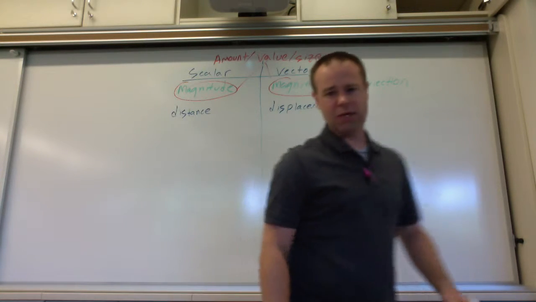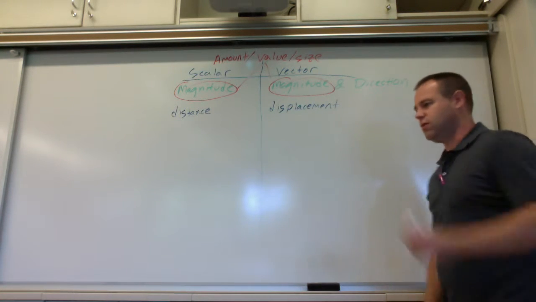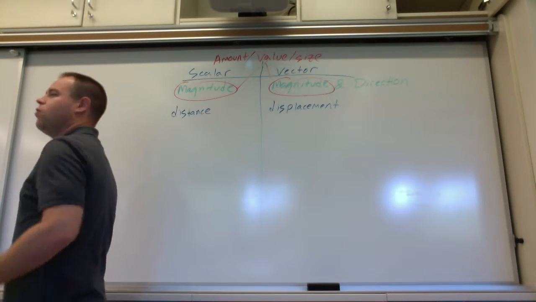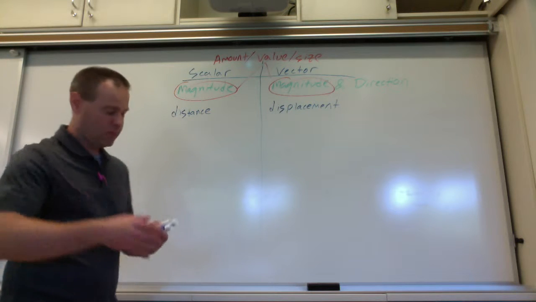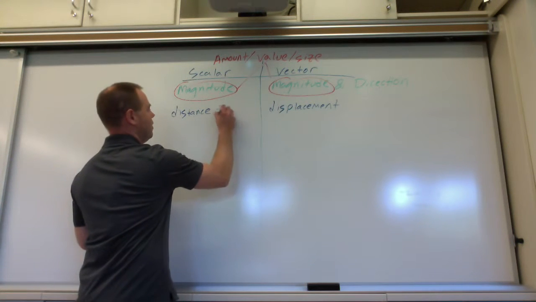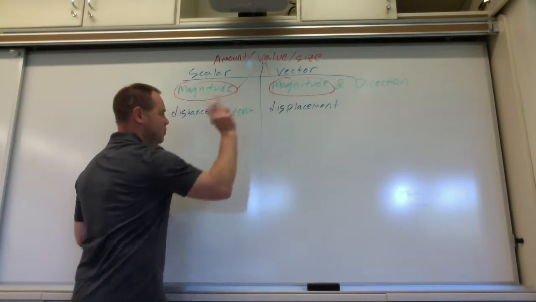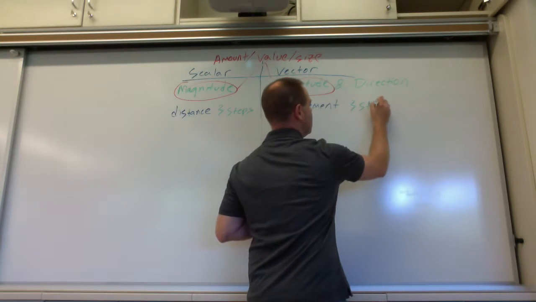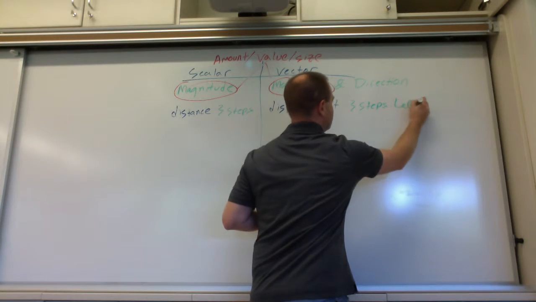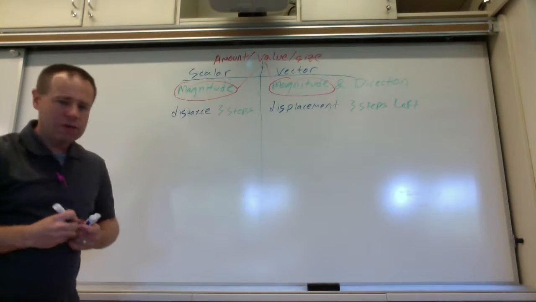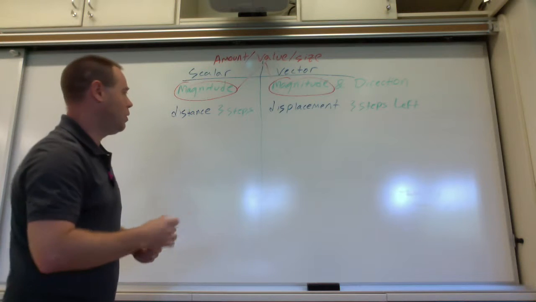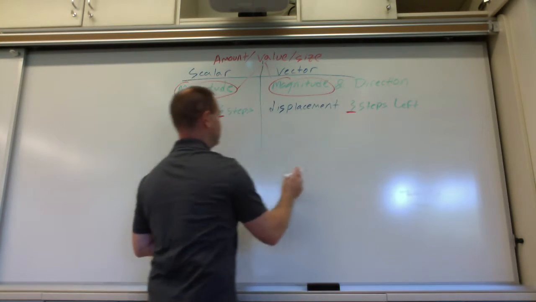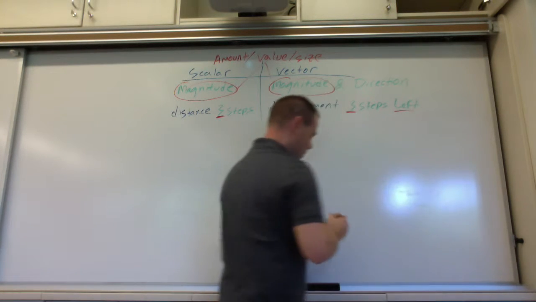So for example, let's say I start over here and I walk to the left 3 steps. 1, 2, 3. Well, what was the distance I just traveled? 3 steps. But what was the displacement I traveled? It was 3 steps to the left. So here you've got a pretty clear example of what magnitude and direction means. So the 3 is the magnitude, but the word left is the direction.